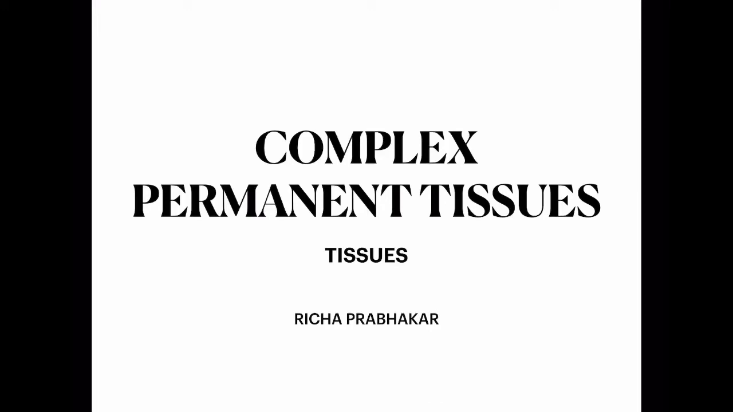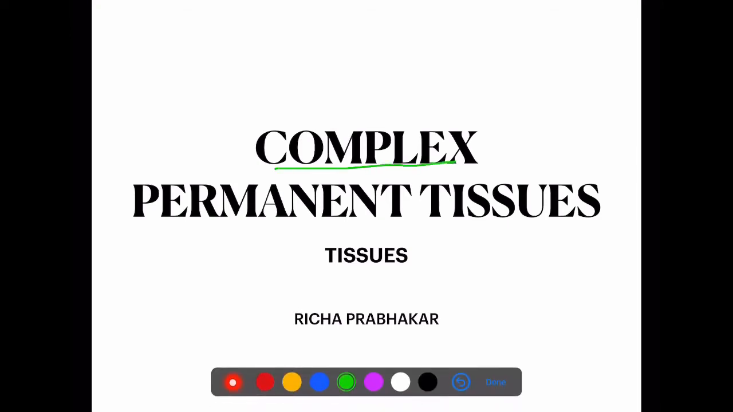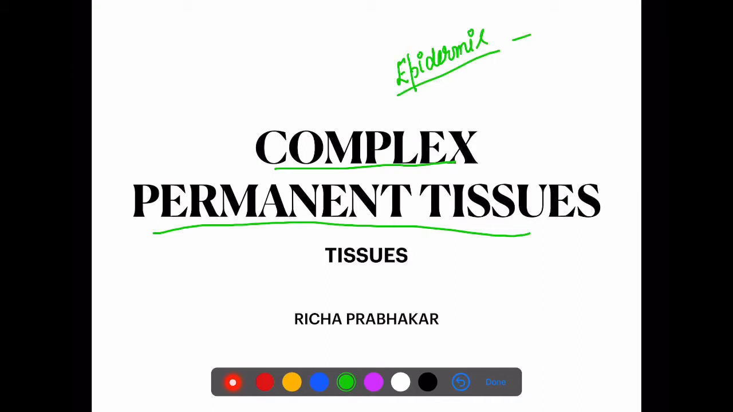So here we are with another lecture, that is with the complex permanent tissue. In our last lecture, we talked about a protective tissue in plants, that was about the epidermis, as well as the cuticle, stomata and the cork cells. So today, after finishing with the simple permanent tissue, now let's switch on to the complex permanent tissue.